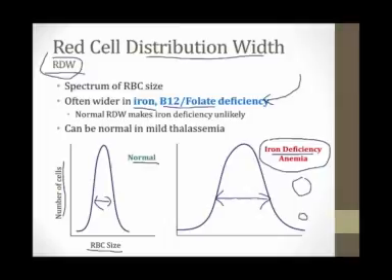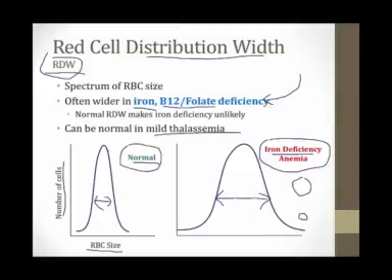Other cells are formed with deficient amounts of these nutrients, and thus they have very different sizes. This makes the distribution width much wider. The place where this is sometimes helpful clinically is in distinguishing iron deficiency anemia from thalassemia. Thalassemia can also cause a microcytic anemia. However, the red blood cell distribution width will be normal.